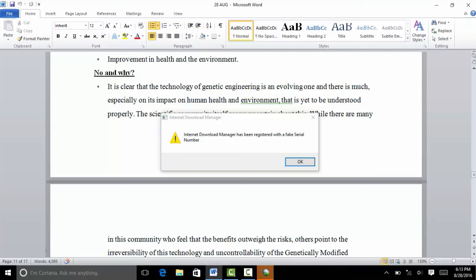So there are no strict rules about it, and there are calls for making labeling strict to let the consumer know what kind of food he is eating. So labeling is an associated issue. We are discussing it with negatives because there is a negative connotation to it. Okay, these are the issues.